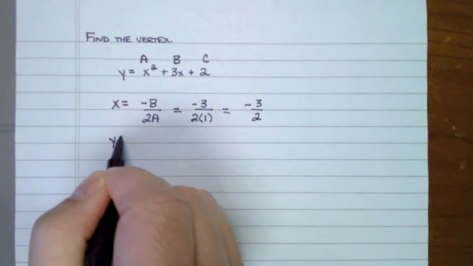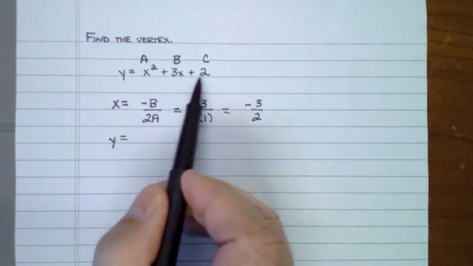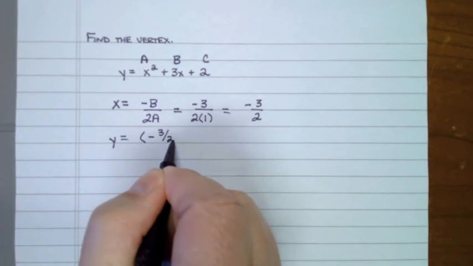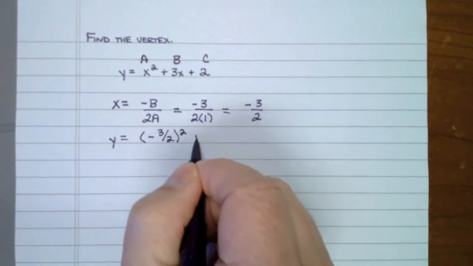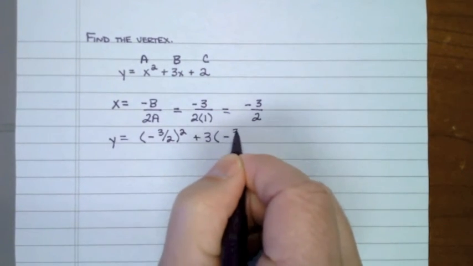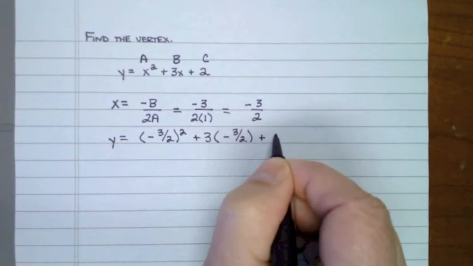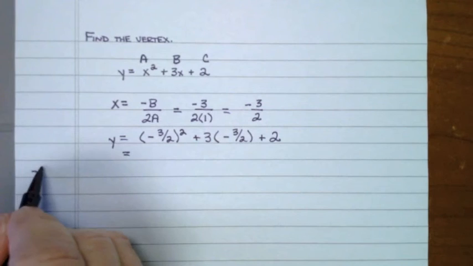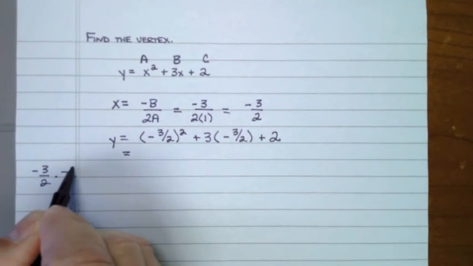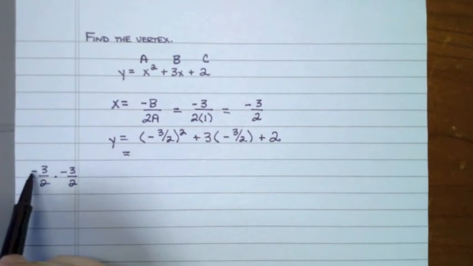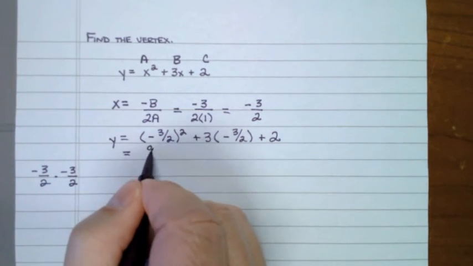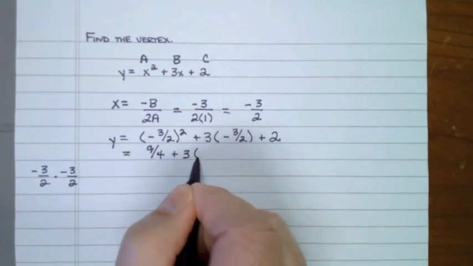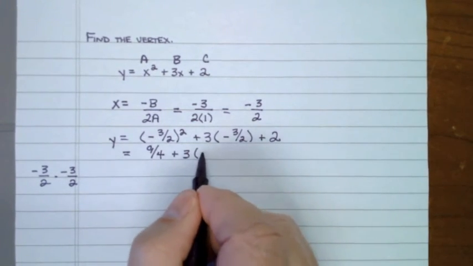To find the y coordinate, I'm going to take negative 3/2 and plug it into this formula right here. Negative 3/2 squared plus 3 times negative 3/2 plus 2. Negative 3/2 times negative 3/2. Negative 3 times negative 3 is positive 9. 2 times 2 is 4. So that's what negative 3/2 squared is.